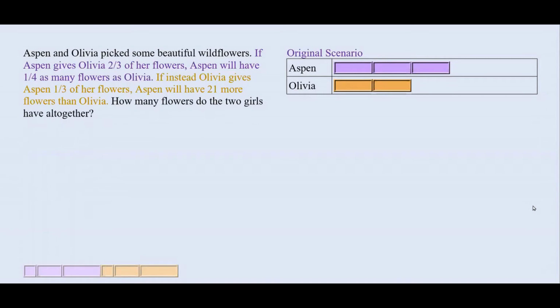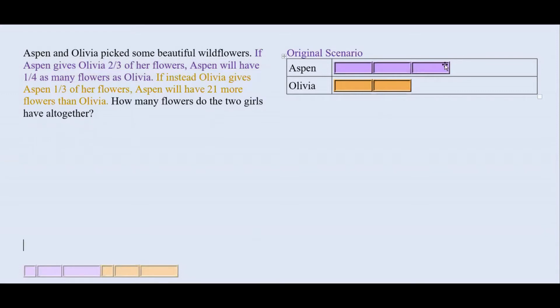So I'm going to solve this problem visually, and I have a nice table. The table summarizes the information given in the purple sentence, and this is what I mean by it. This sentence is the original scenario, and it reads: if Aspen gives Olivia 2/3 of her flowers, Aspen will have a quarter as many flowers as Olivia.